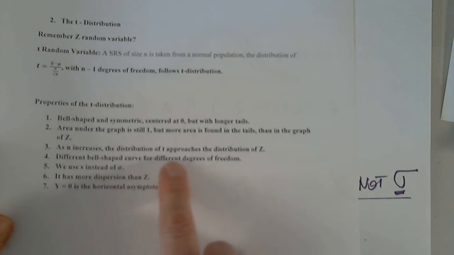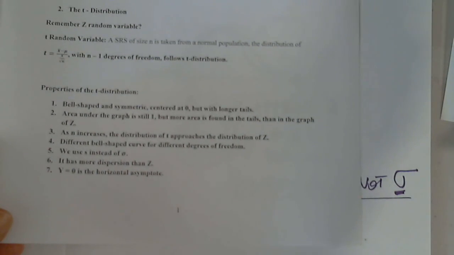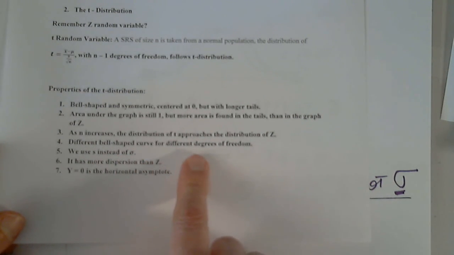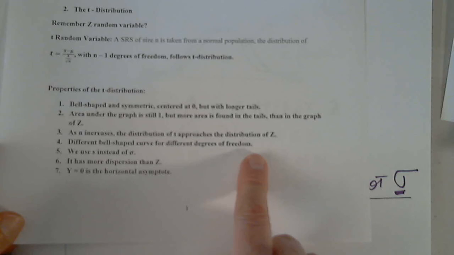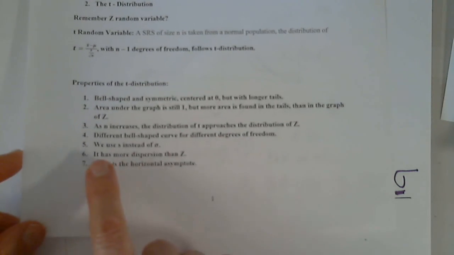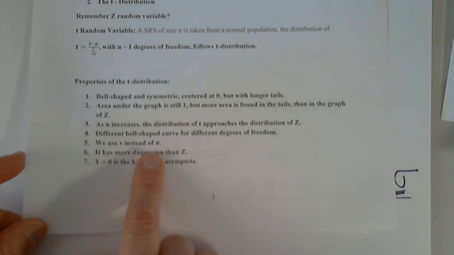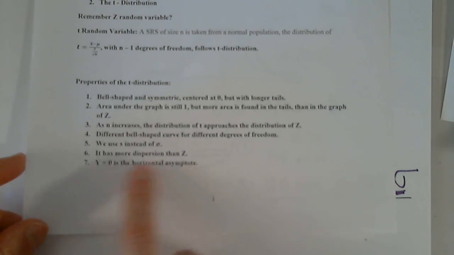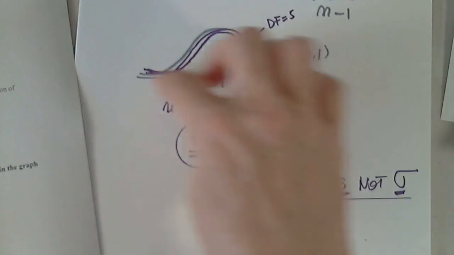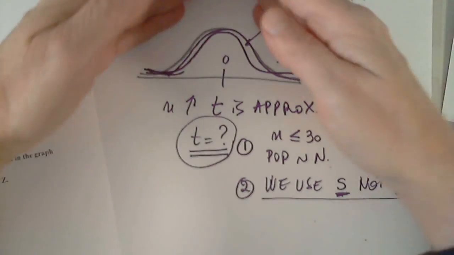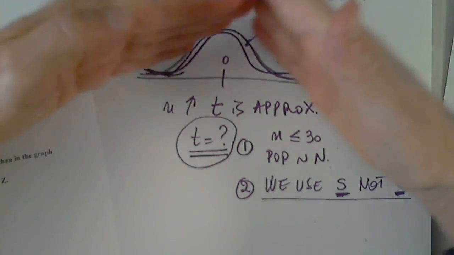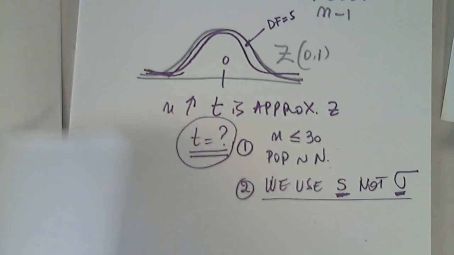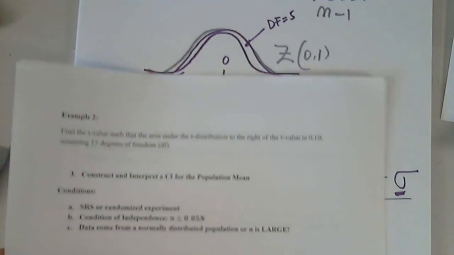As n increases, the distribution of t approaches the distribution of z. There is a different bell-shaped curve for different degrees of freedom. Because we use S instead of sigma, it has a little more dispersion than z. And the same thing, y equals 0 is the horizontal asymptote. Eventually, both distributions will approach 0. They have to add up to 1. Okay, so here's our first example.